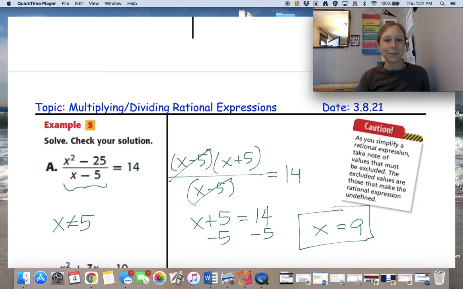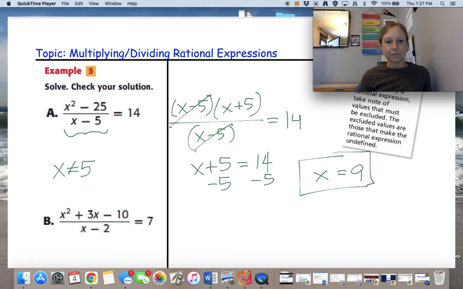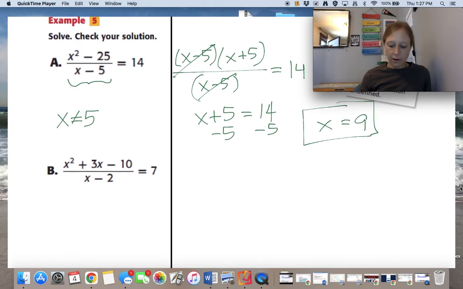Doesn't that feel better than those previous examples? I know that you probably thought solving was going to be harder, but that's not necessarily true. One more, and I think we'll wrap things up for the week. All right, let's factor that numerator. Also take note that x cannot be positive 2.